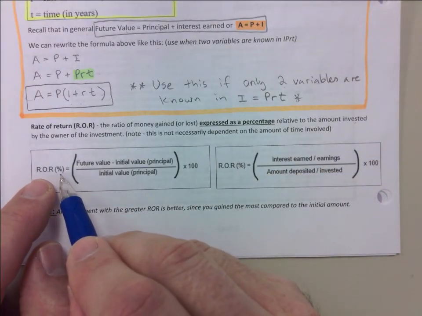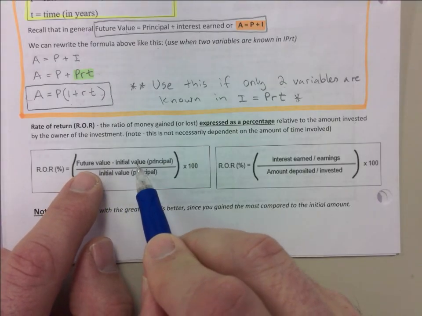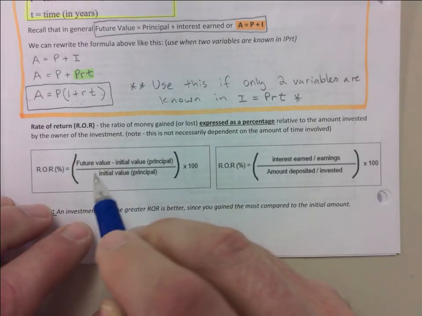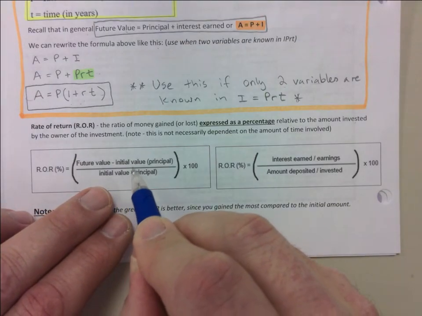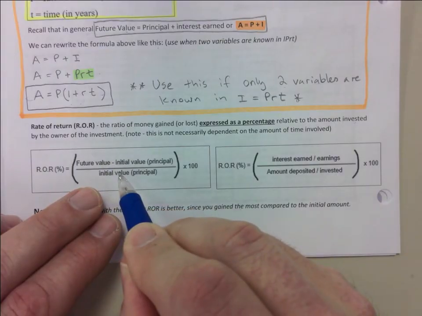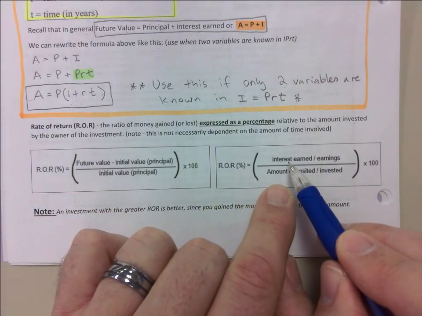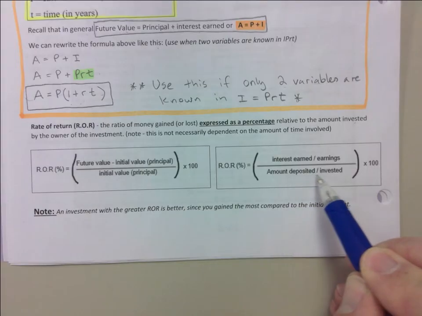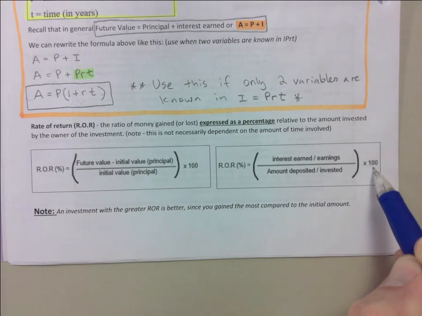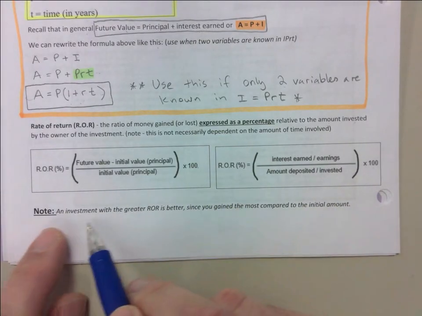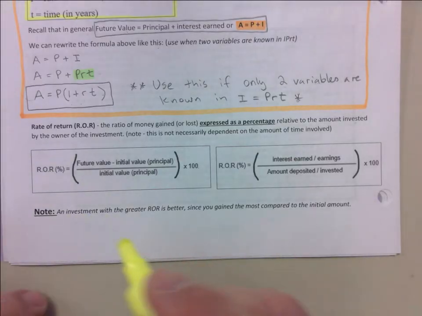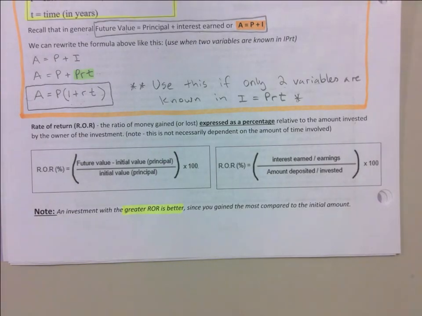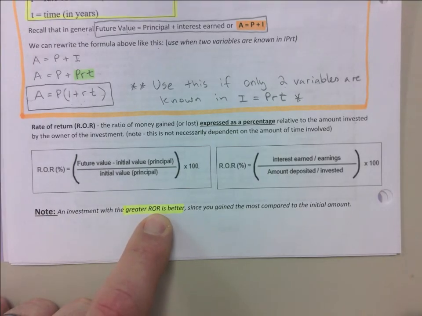So the rate of return is the future value minus the initial value, right? This is going to tell you how much did you earn, okay? Divided by the initial value. So this is one way of thinking of it. Another way of thinking of it is just simply saying, how much did I earn, how much did I gain, and then divide it by the amount that you deposited. And then obviously we always multiply that by 100. An investment with a greater ROR is better. Okay, so if you have to compare two investments, you want the bigger number.